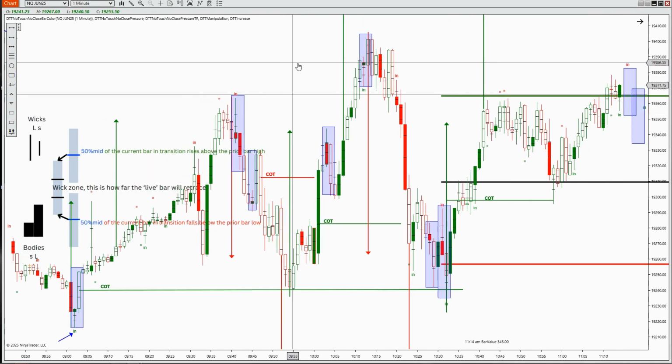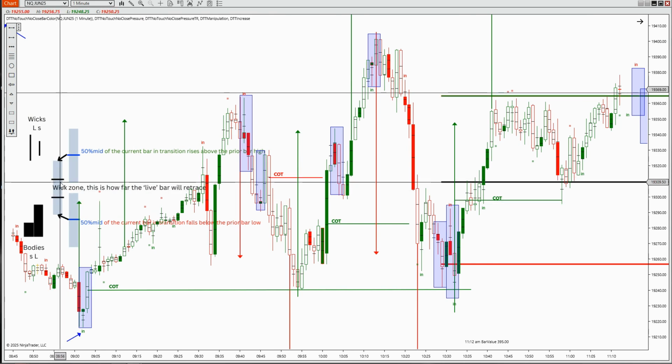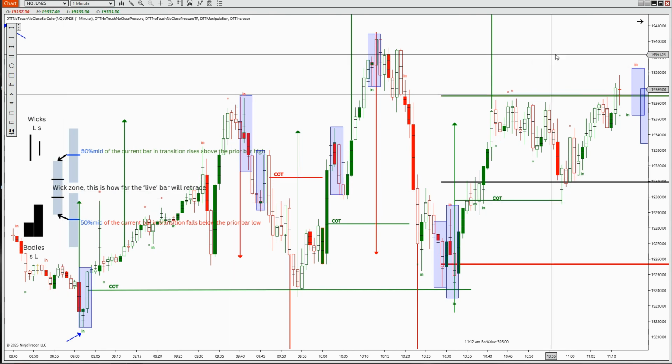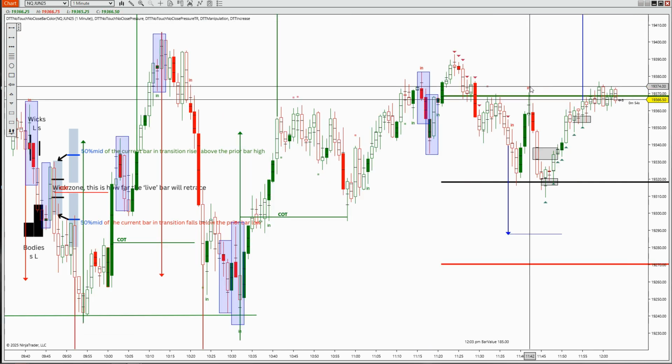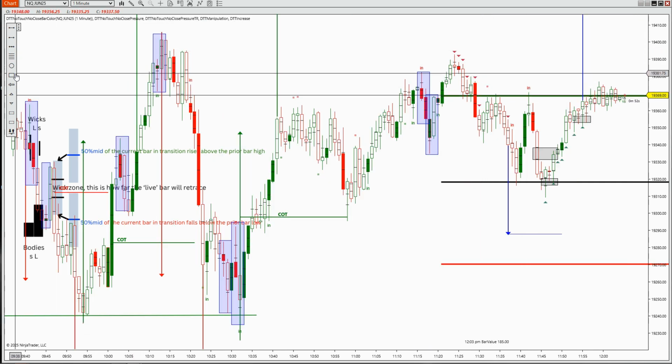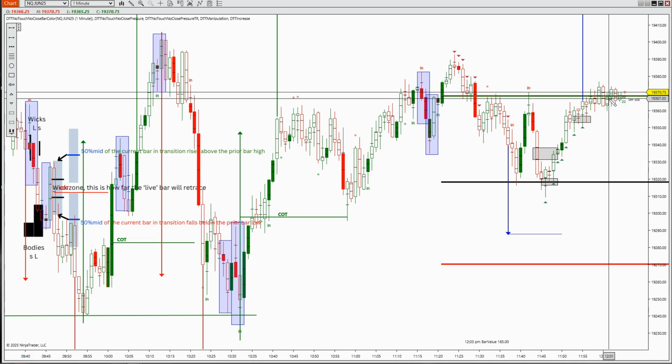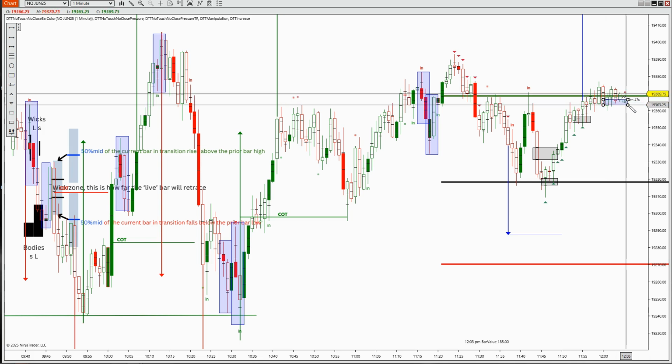Remember here, see, that's the wick zone. So you should expect the live candle to reach into that zone and give you some kind of wick. Now, when you see that, there's a good chance that they may want to hold that bar. It's just a good chance.